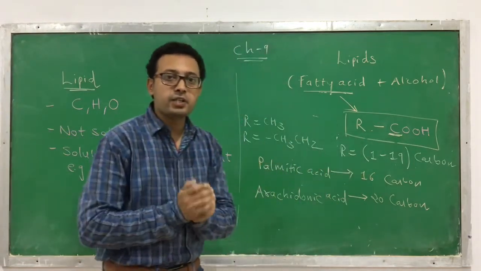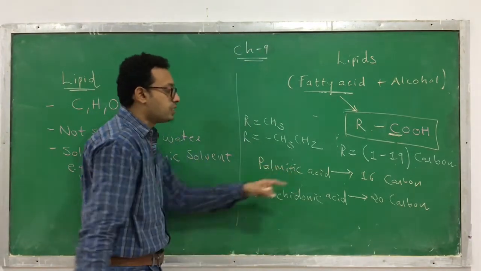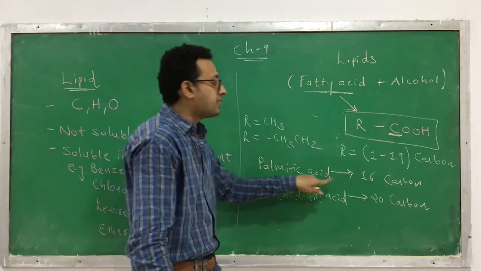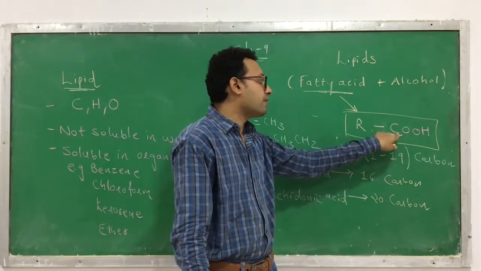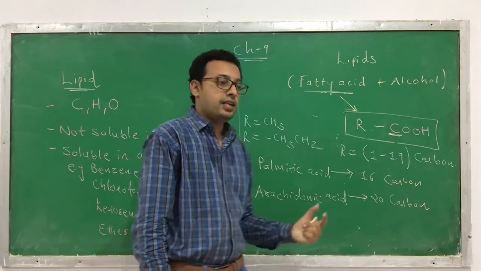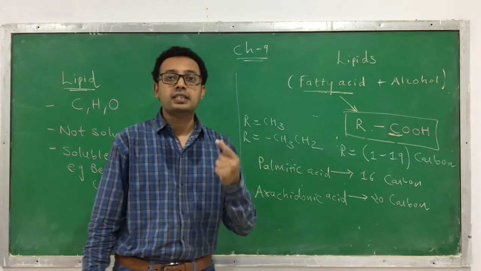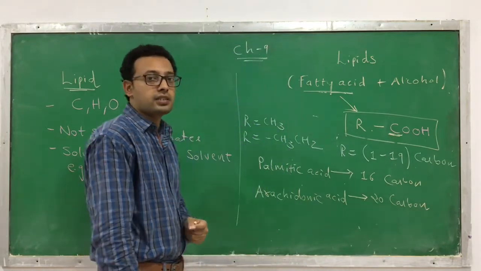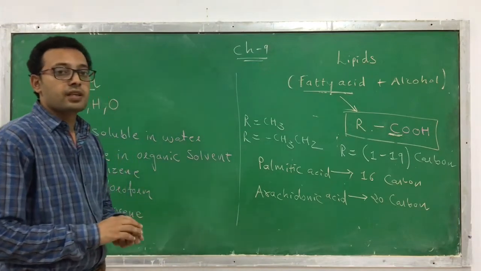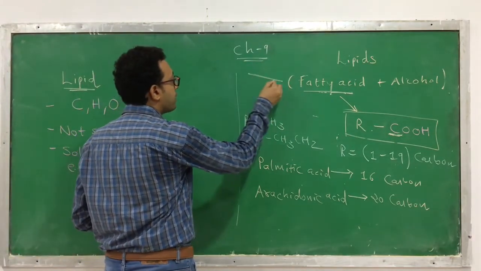I will explain with an example of a fatty acid. One example of a fatty acid is palmitic acid. Palmitic acid contains how many carbons? 16 carbons, including the carbon of the carboxylic acid. Similarly, arachidonic acid has how many carbons? It has 20 carbons, including the carbon of the carboxylic acid. So this is a fatty acid. Even this fatty acid can be of two types.